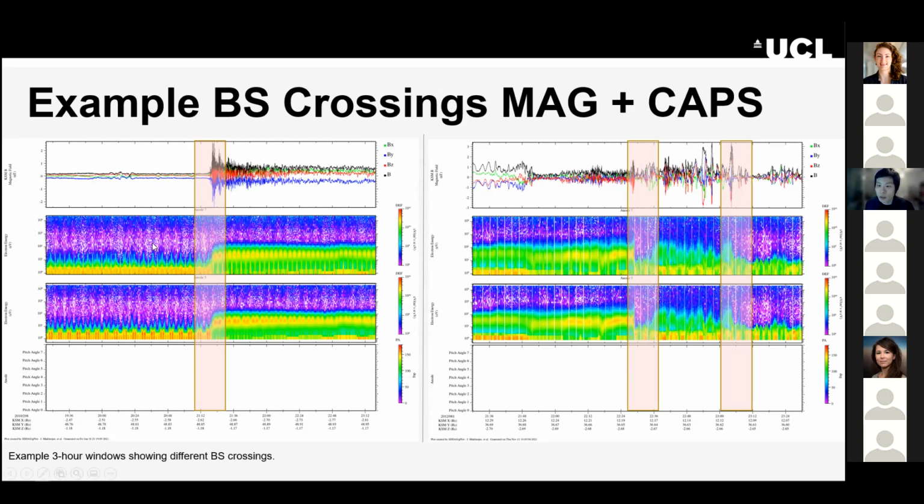And for the plasma, you have low energy and low density electrons in the solar wind, and the energy and density increase as you go into the magnetosheath.